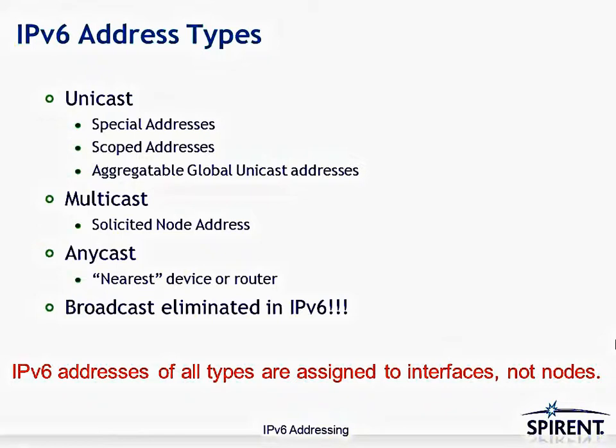Anycast, I wouldn't say it's a new type of address because it's been around since the early days of IPv4. The concept with Anycast is that you're looking for the nearest device or router to you. And finally, an interesting concept with IPv6 is you assign the addresses to interfaces and not necessarily the entire node. Whereas with IPv4 a single node may only have one address, with IPv6 a single interface might even have multiple addresses. In fact, it does for special cases.